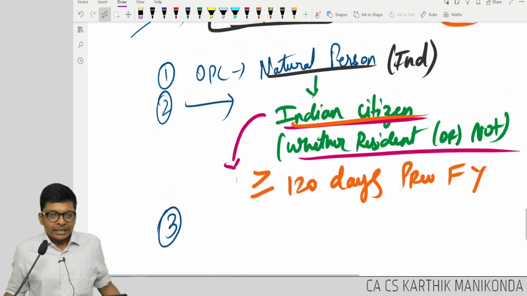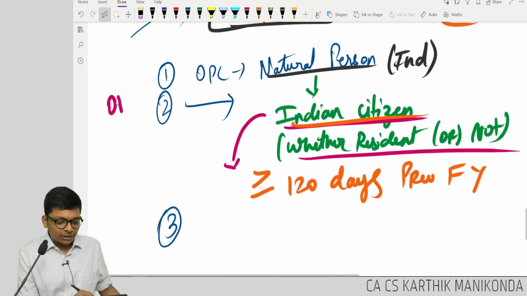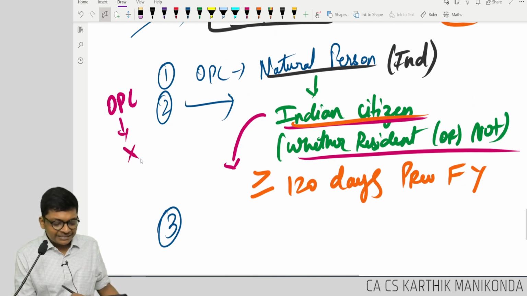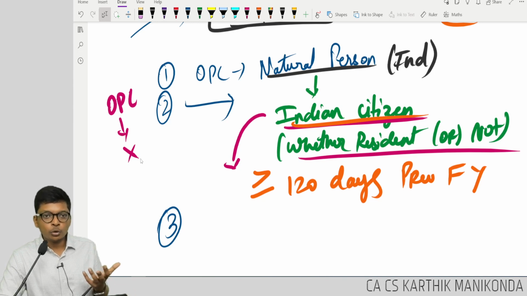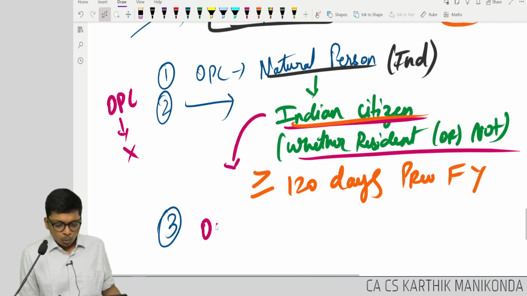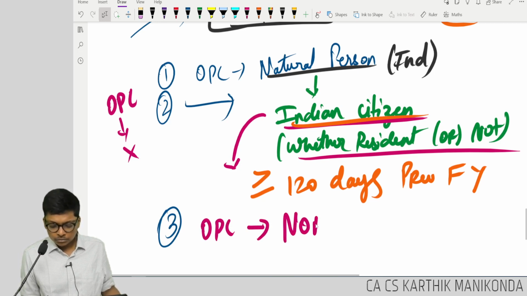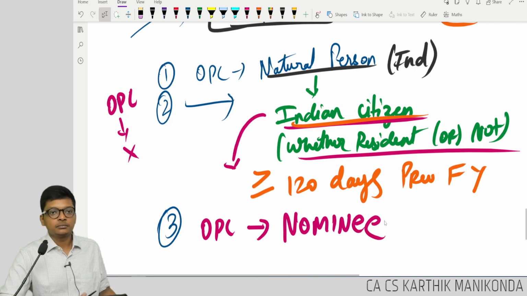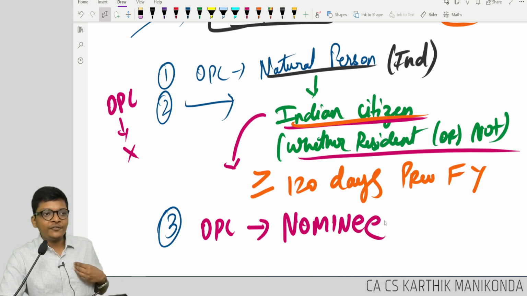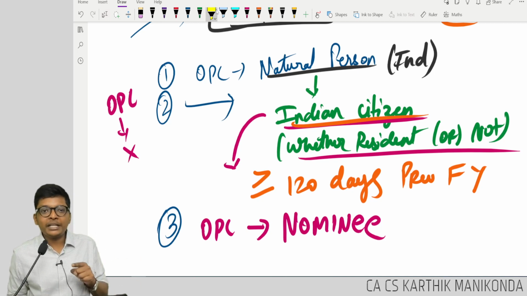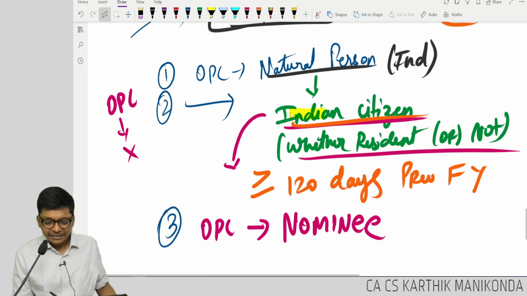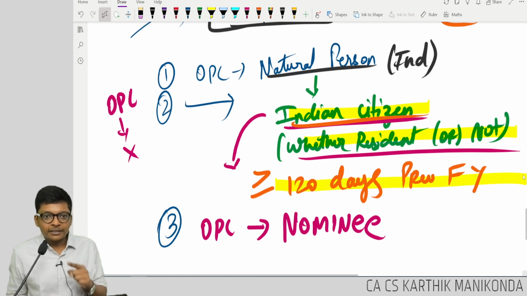Now, here they are saying, since a one-person company has only one person, imagine that person is X. If X dies, what will happen? Who will take care of the company? So, they are saying, a one-person company should appoint a nominee. Just as you put a nominee for insurance, or for a bank account, like that, an OPC should put a nominee. Such a nominee also should satisfy the above conditions. Indian citizen, resident or not, I don't care, but should stay in India for more than 120 days in the previous financial year.